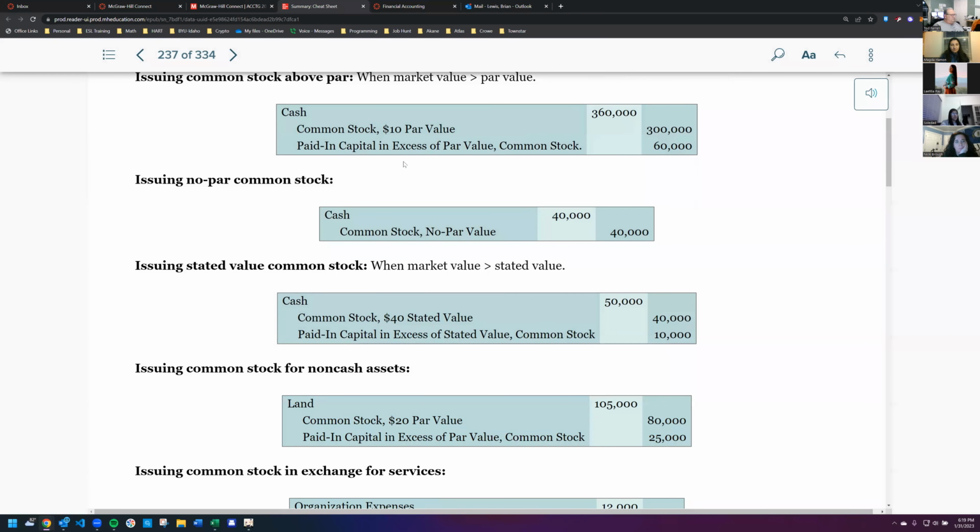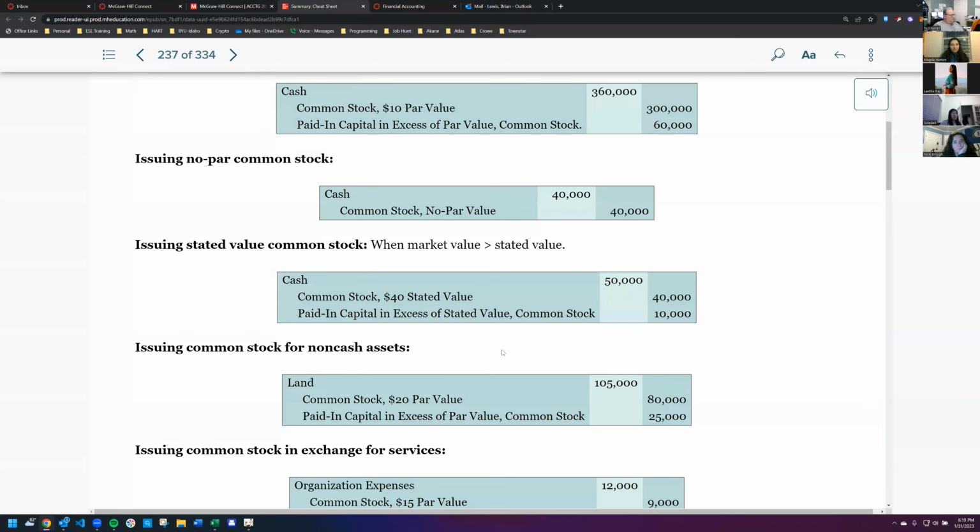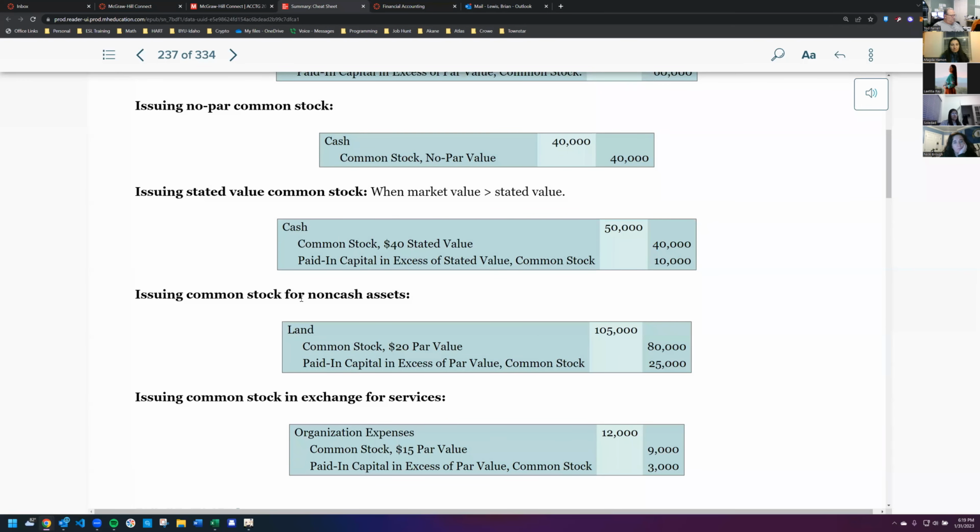Stated value, par value, there's some nuances there, but basically the same thing. When they say stated value, it's going to be effectively par value. Same type of transaction, right? The only thing they're trying to trick you on is how they call it, stated versus par. Issuing common stock for non-cash assets, same thing. Whether it's cash, anything that's an asset or an expense that's being traded, you'll always have that debit going to that original value that's being given to the company in exchange for stock.